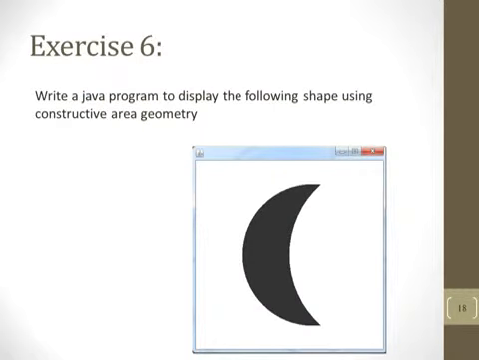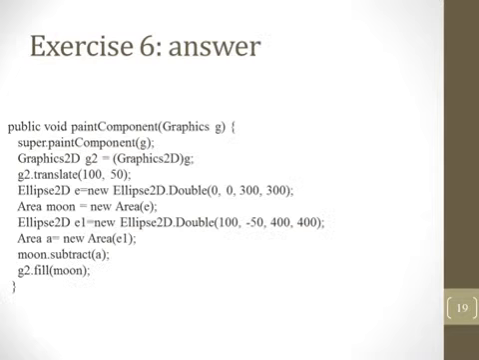In this exercise, we should write a Java program that will display the following shape using constructive area geometry. Here, as we can see, we can draw this shape by drawing two ellipses or circles, and then subtracting these two circles. So here is the answer using the paintComponent method.